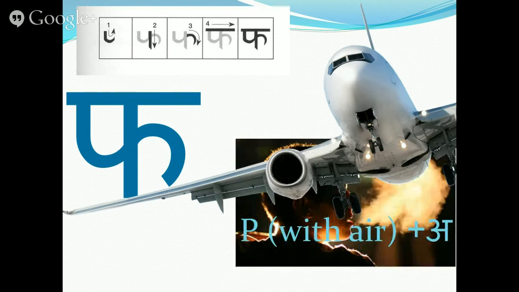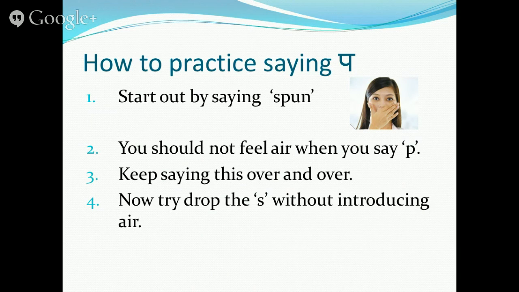Whereas the other consonant, this one, is P with tons of air. Pa, just like regular English P. Pa, pa, right? So, how to practice saying pa?